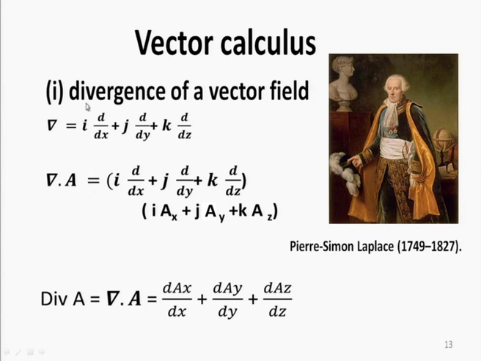This particular thing is called the divergence of a vector field. So we get the divergence as d by dx of Ax plus d by dy of Ay plus d by dz of Az. This can also be shown with the help of this particular diagram.